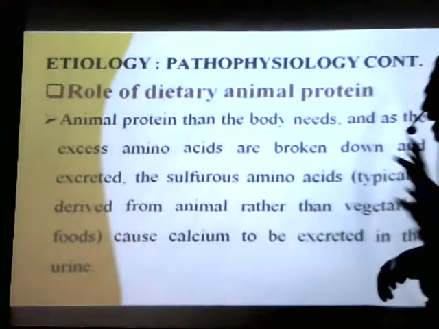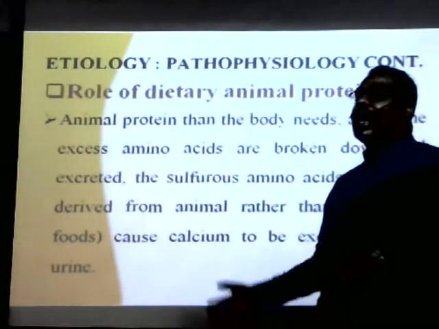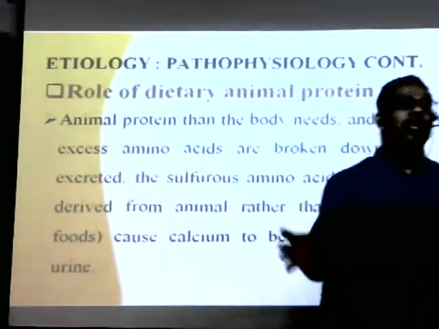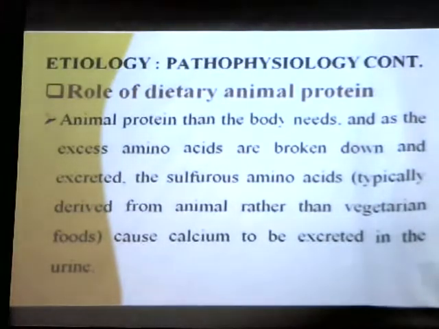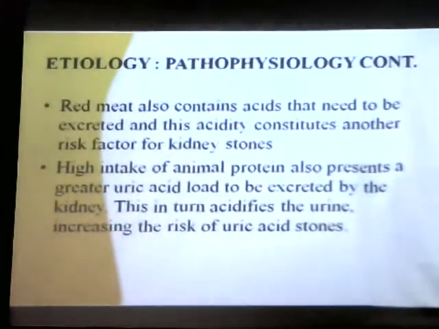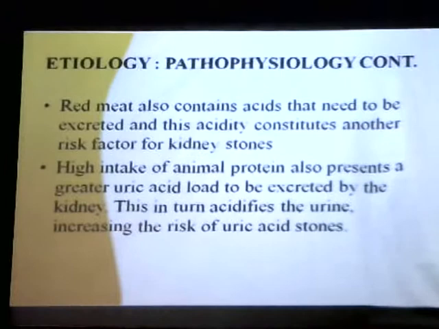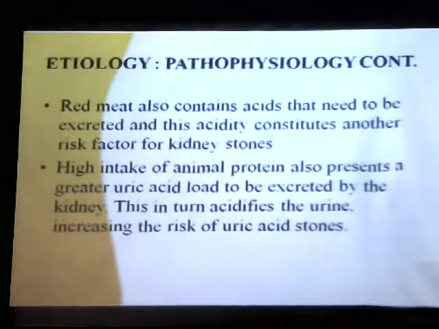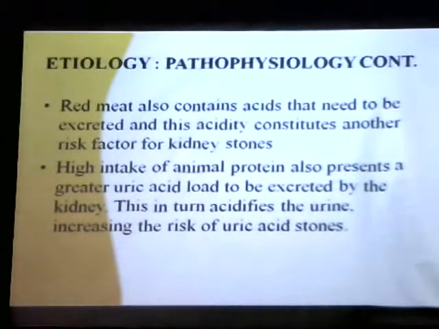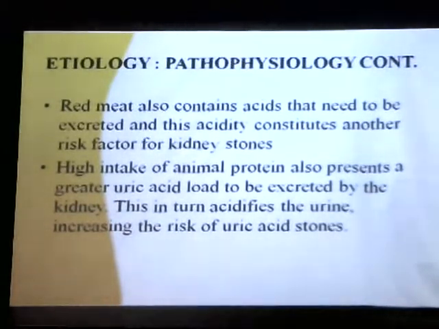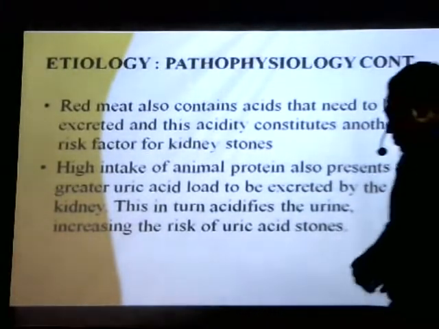If more calcium is excreted in the urine, that will cause supersaturation of the urine, and they will tend to form crystals, or seed crystals will be formed. Red meat also contains acid that needs to be excreted, and this acidity constitutes another risk factor for kidney stone. High intake of animal protein also presents a greater uric acid load to be excreted by the kidney. This in turn acidifies the urine, increasing the risk of uric acid stone.